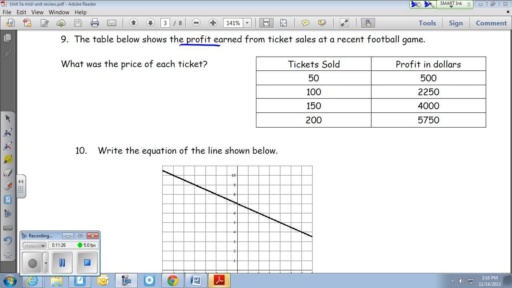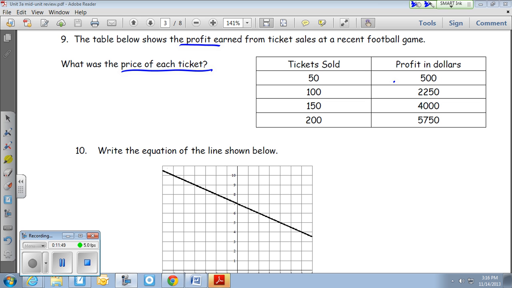Now, it's not as easy as just taking $500 and dividing by 50. That's not going to give us a price of each ticket. It's the $500 that's the profit. So what I need to do is think of these as points on a graph. At 50 tickets, it's $500 profit. At 100 tickets, it is $2,250 in profit. At 150 tickets, it's $4,000.